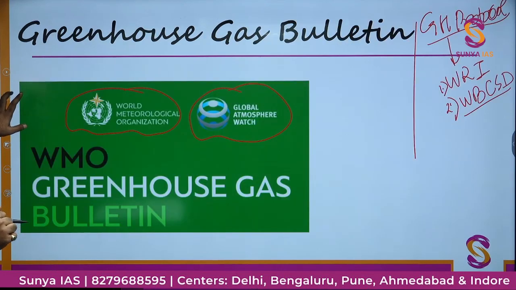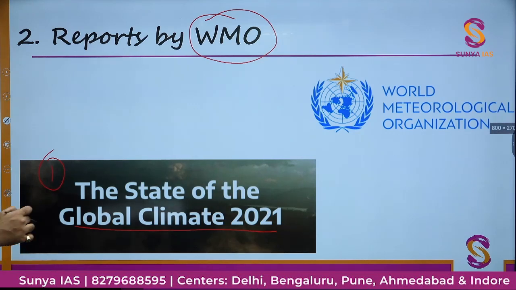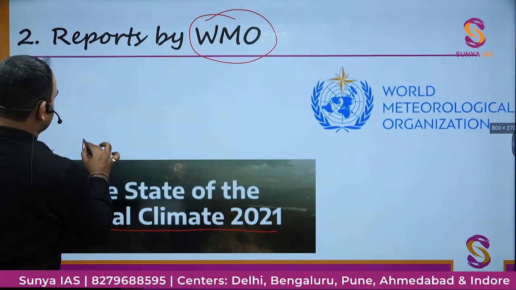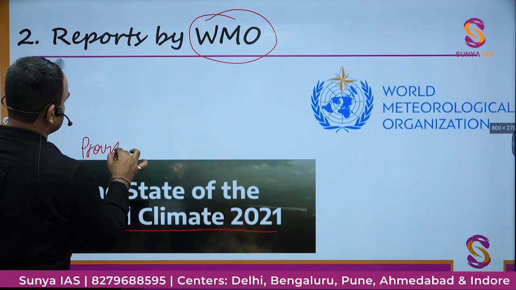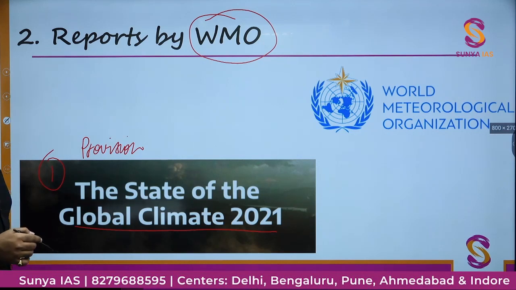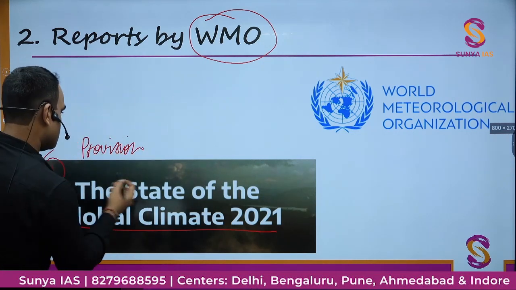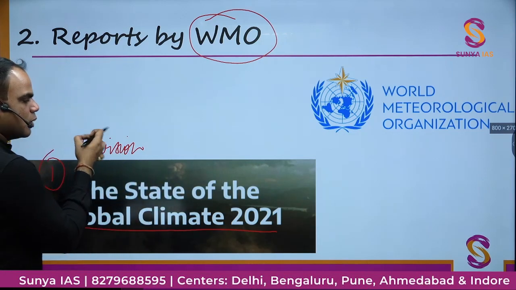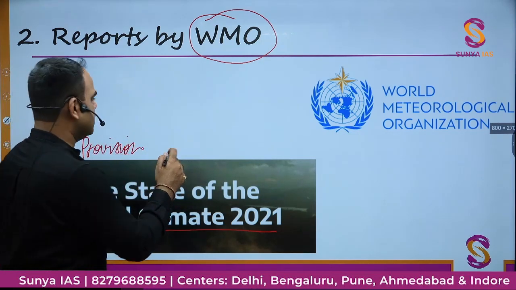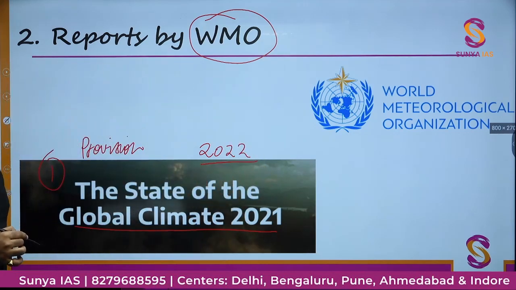And by the way, when I was telling you, you can also mention this: State of the Global Climate 2021. So an update has come here. We also have the WMO provisional State of the Global Climate 2022. So the moment you see the word climate, you can think of WMO. So this is the State of the Global Climate. There is also a provisional report for the global climate for 2022, again by WMO.